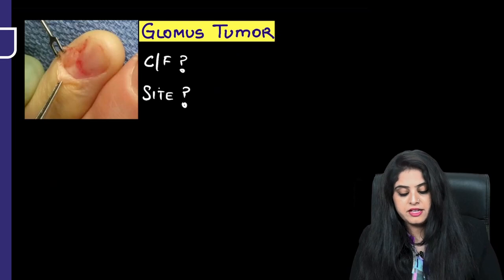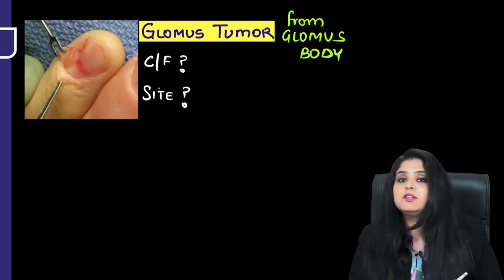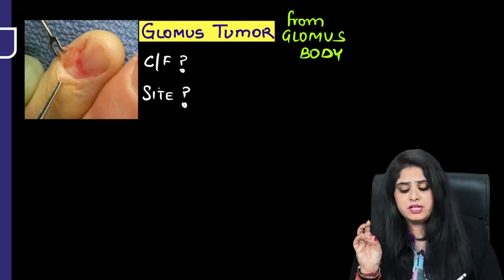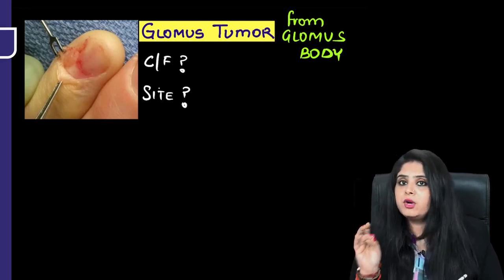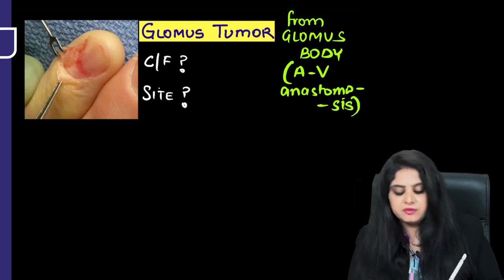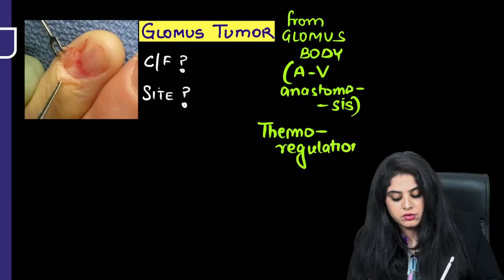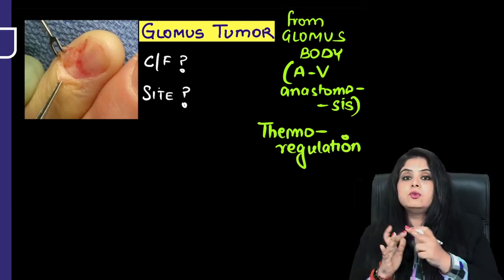Moving on to the next, the very famous glomus tumor. Glomus tumor originates from the glomus body, and let me tell you, all of us have a glomus body. Where do we have a glomus body? On our fingertips. The glomus body is normally an AV anastomosis that God has given you on your fingertips. Why? For thermoregulation, for maintaining your day-to-day temperature.